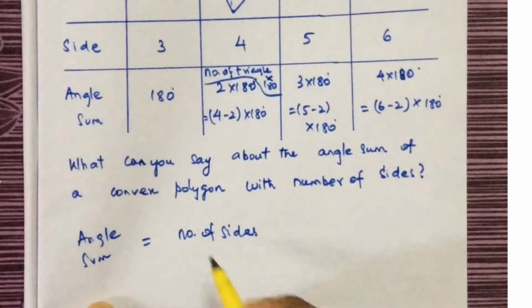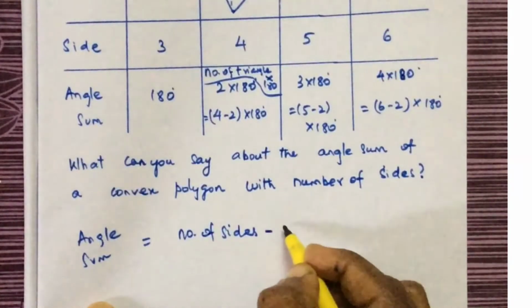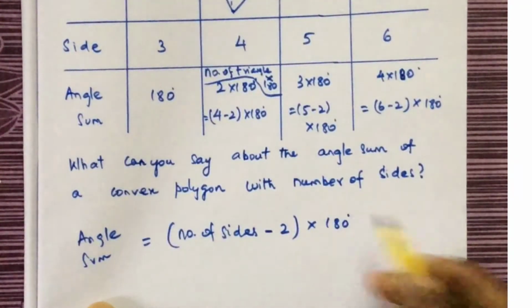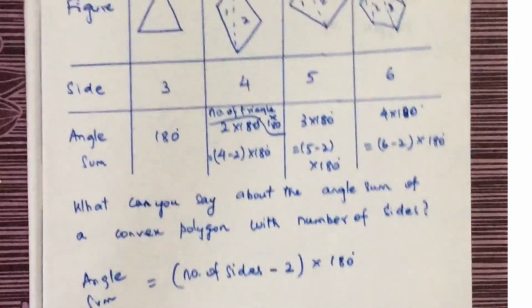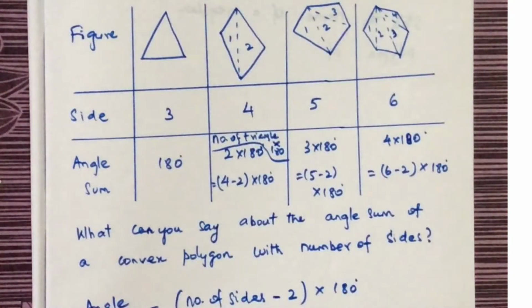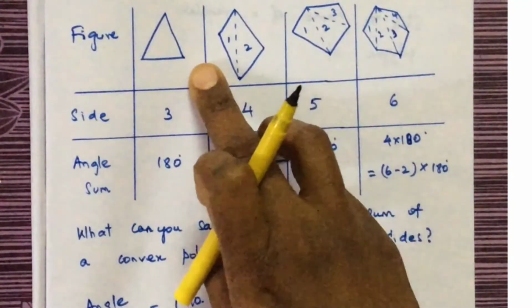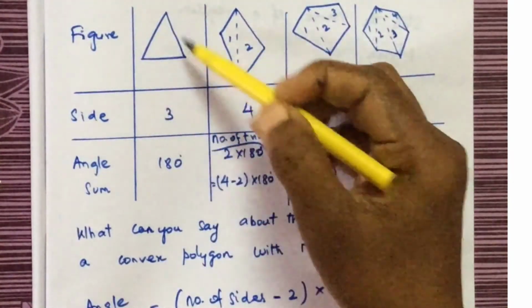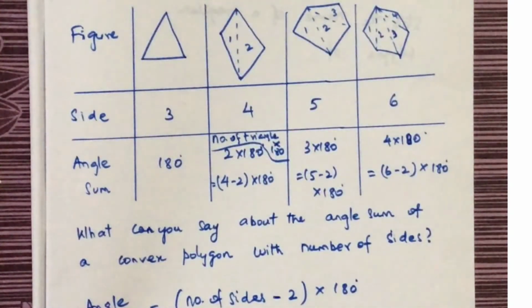Okay, number of sides minus 2, multiplied by 180. Suppose you take this. We will start from here. This is a triangle. So how many sides are there? 1, 2, 3. So the number of sides is 3. 3 minus 2 is 1. 1 multiplied by 180 is 180. So here the angle sum is 180.